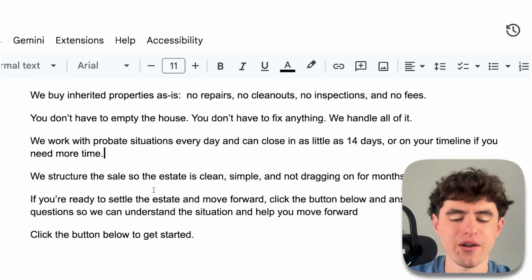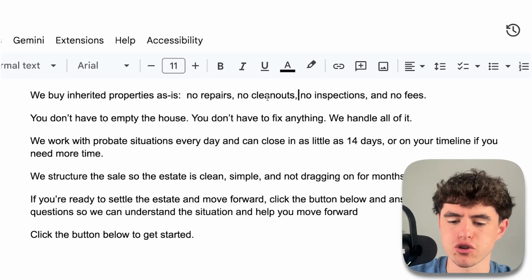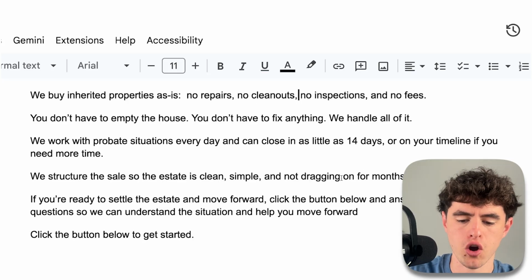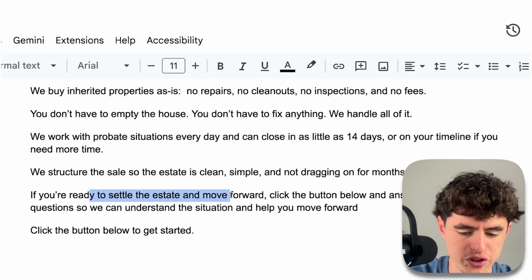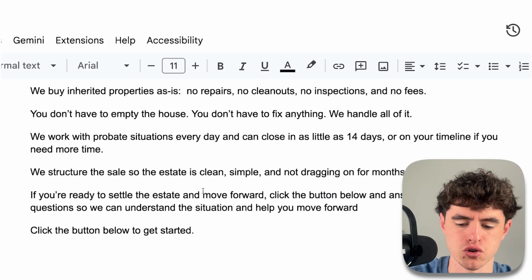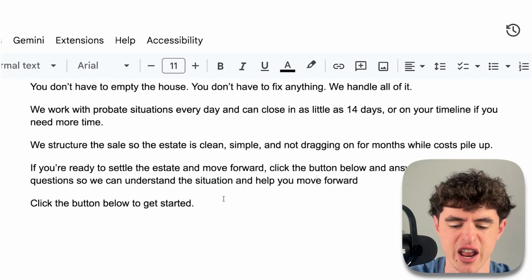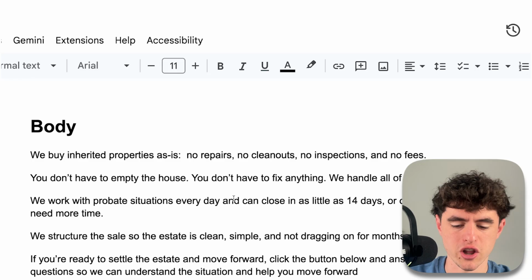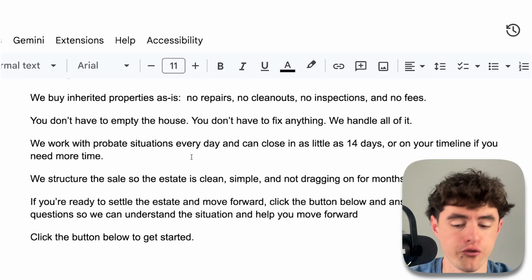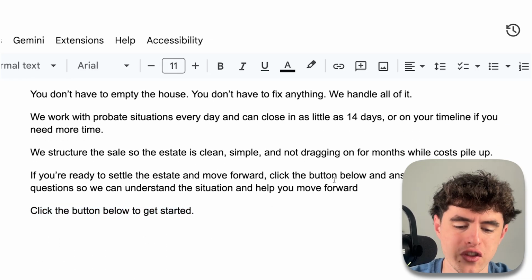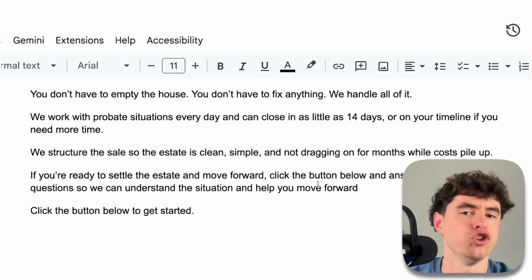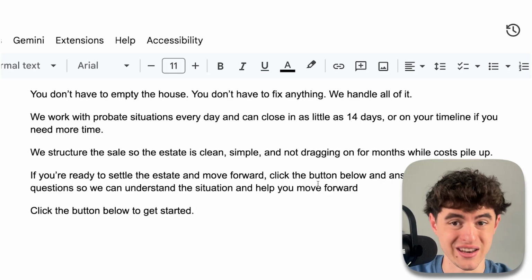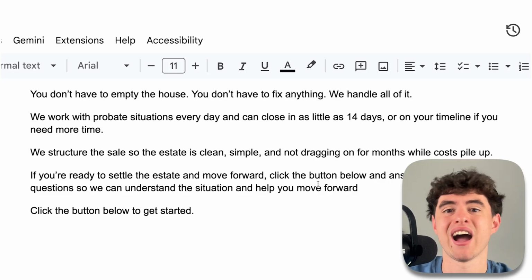And this way, you don't have to deal with the cleanouts, the repairs, the inspections, the fees, all of that stuff. And if you're ready to settle the estate and move forward, click the button below and answer a few questions so we can understand the situation and help you move forward. Click the button below to get started. So you get the point. We're calling them out. We're touching on the pain points, offering our solution, and then having a clear call to action about what you need to do and who needs to move forward in order to get the highest quality lead.